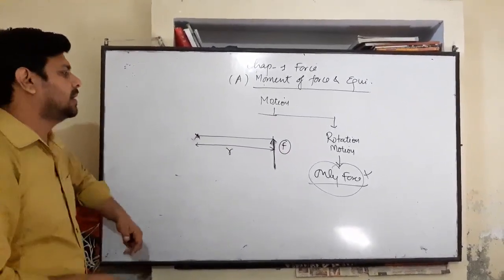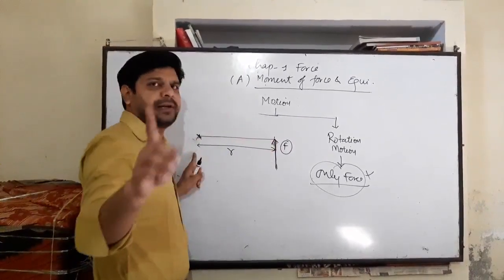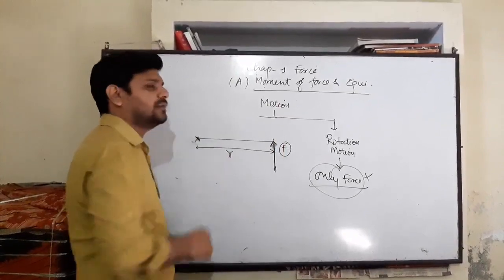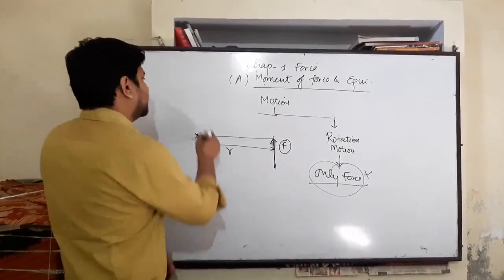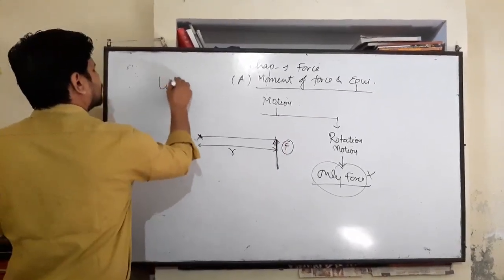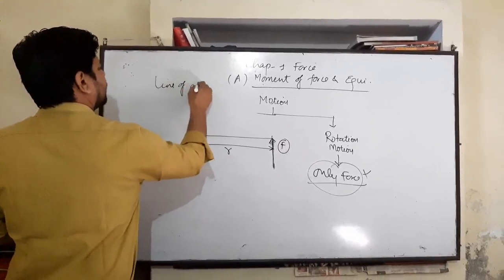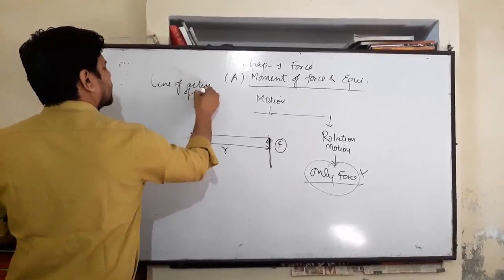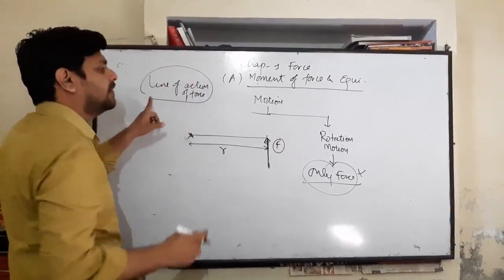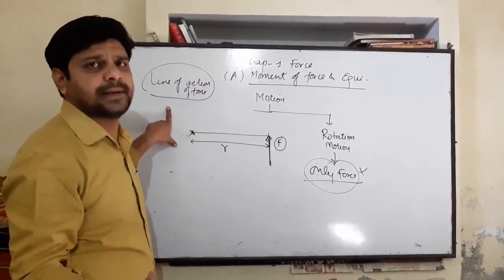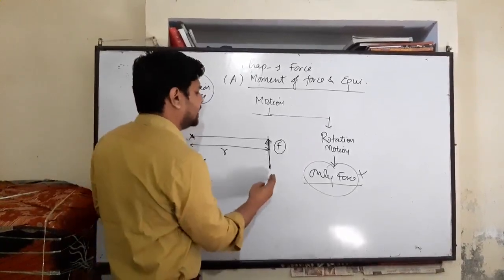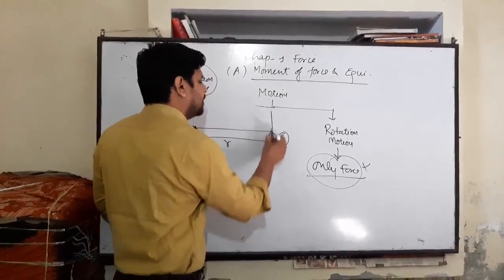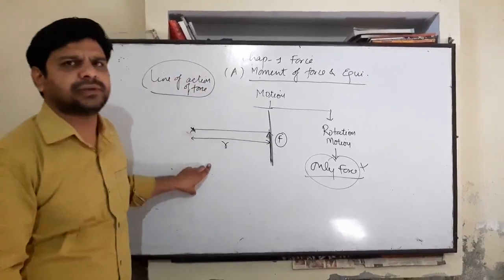Got it? This distance is the perpendicular distance between the line of action of force and the axis of rotation. What is the line of action of force? This is the new term. Line of action of force is the line along which the force acts. This force is acting along this line, so this line will be the line of action of this force.